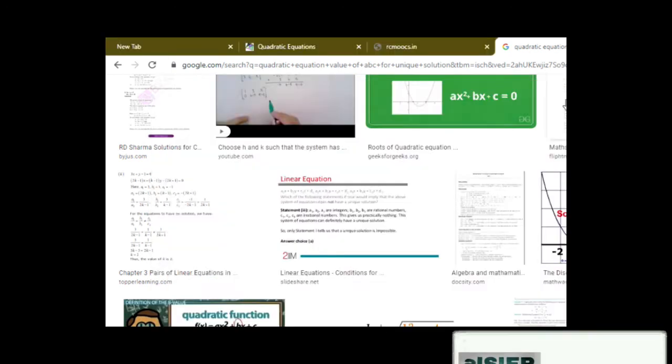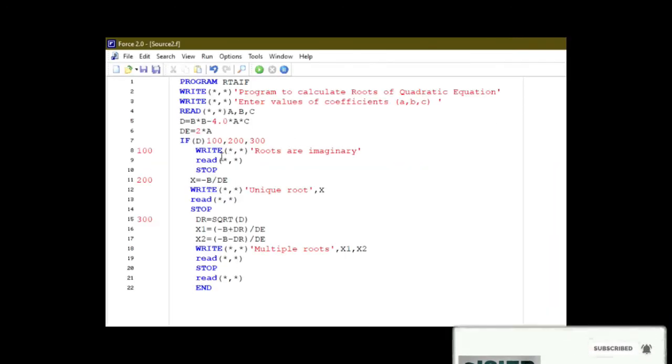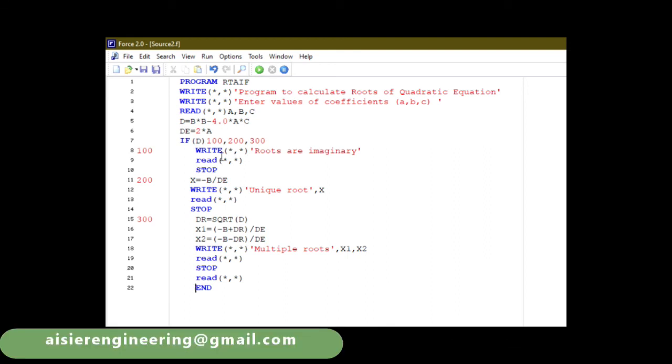Right? So this is how we can write a program to calculate roots of a quadratic equation using arithmetic if.